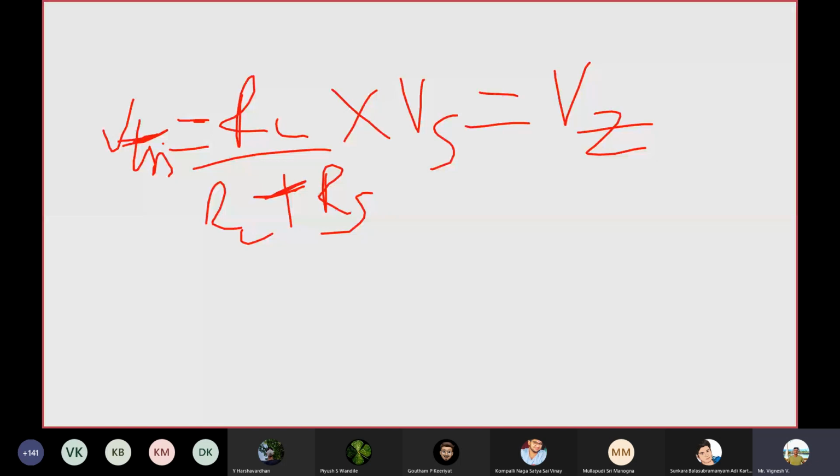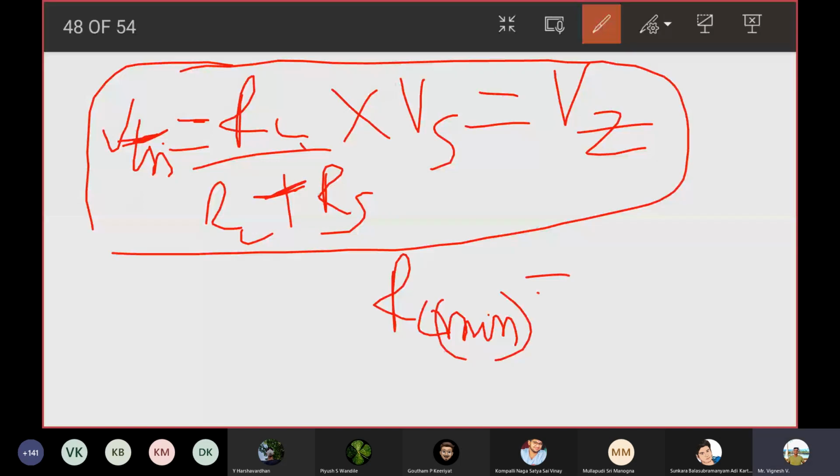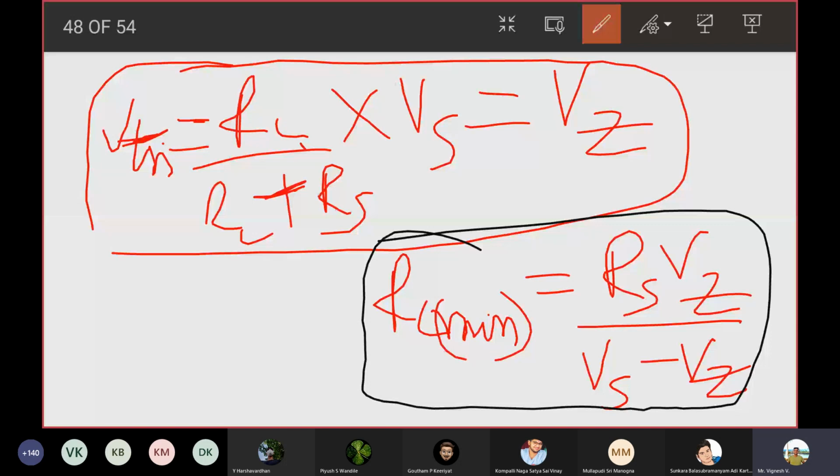Now this RL becomes RL min, right? So RL min, if you solve this, you will end up getting it to be RS into VZ divided by VS minus VZ. You can solve this and check. I'm just writing the final equation. Zener diode works in breakdown condition only if RL is at least this, when you have a variable load resistor connected at the output end.